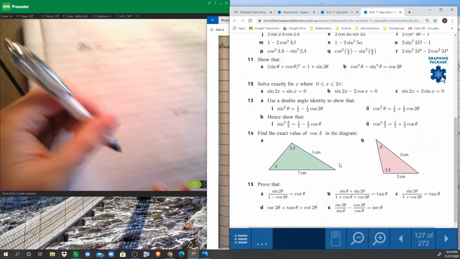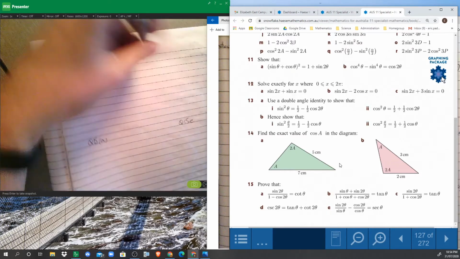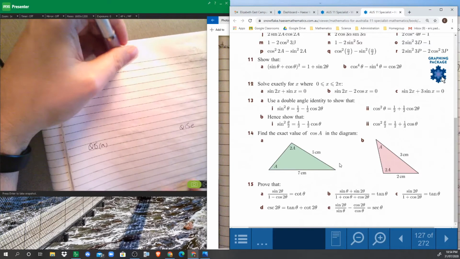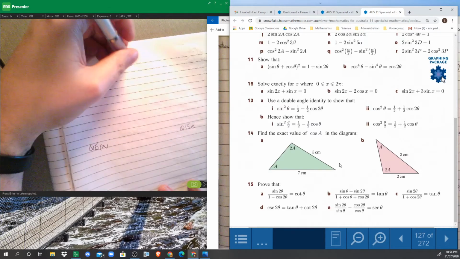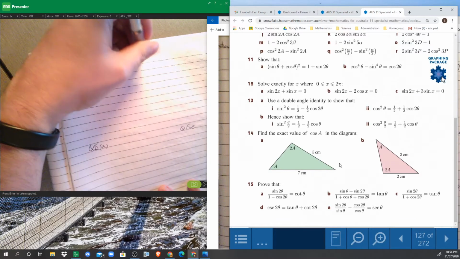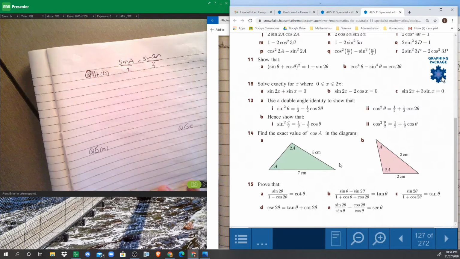14b. All right. Find the exact value of cosine A in the diagram. Okay, so it looks like we've got some opposite pairs here, and that might be good to use the sine rule: sine A over 2 centimeters equals sine 2A over 3. Okay, so that's the sine rule I just used there.